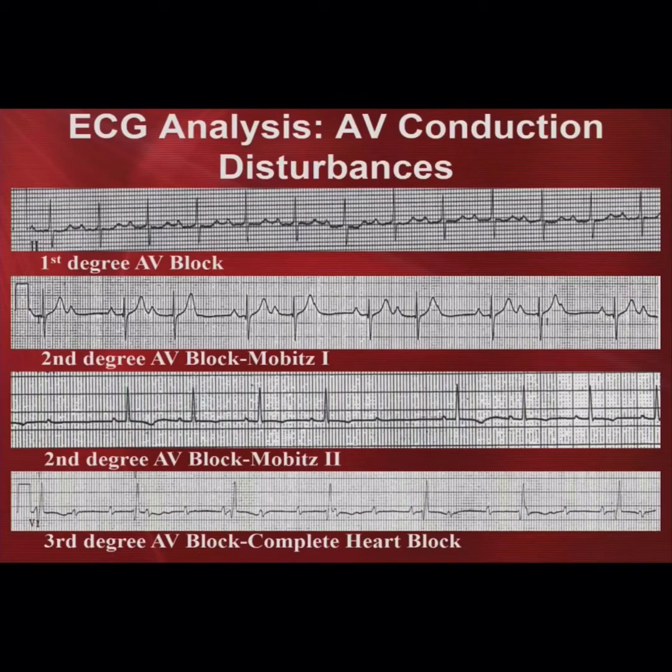Below it is Mobitz 2, okay, where you have dropped beats, but that PR interval is not lengthening before the dropped beat. And the distinction is important, right? Because they carry different natural histories in terms of progression to higher degrees of AV block. And below it is third degree AV block, where you have Ps and QRSs marching out at their own inherent rates, not paying attention to each other at all.